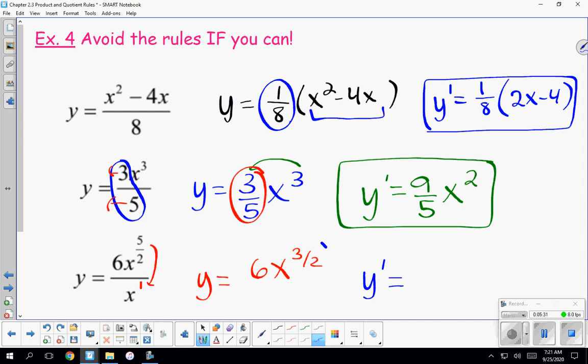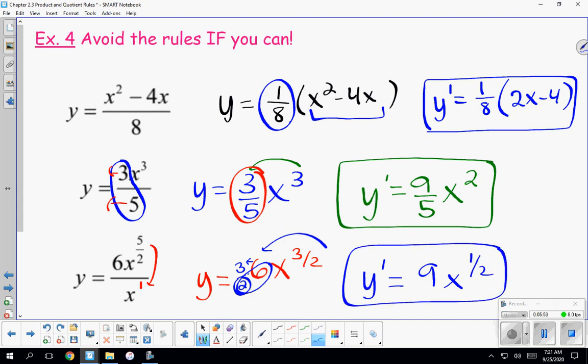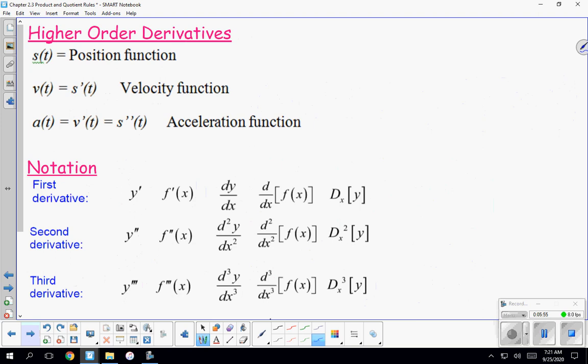The derivative here, when I bring this out and multiply by 3 halves, I can actually divide first. So I'll get 3 times 3, which is 9. Or you could do 6 times 3, which is 18, and then divide by 2. Same thing. And then 3 halves minus 1 is going to be 1. And then on this last page, it just talks about higher order derivatives.